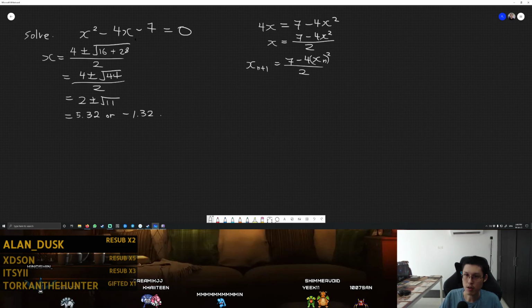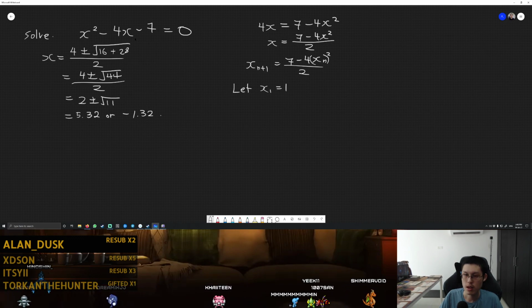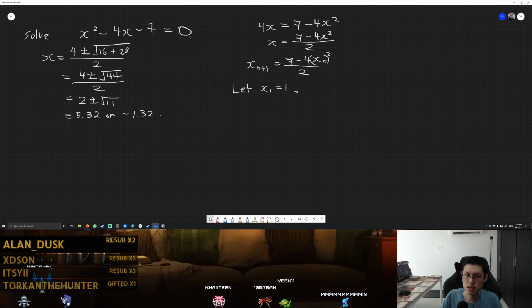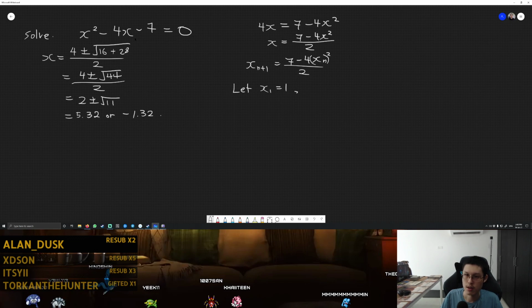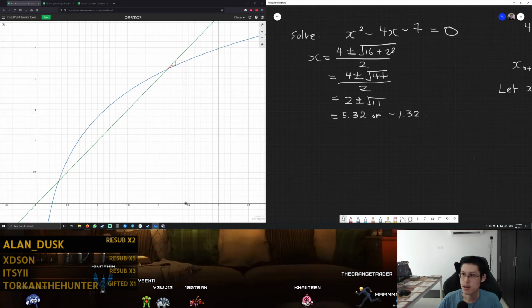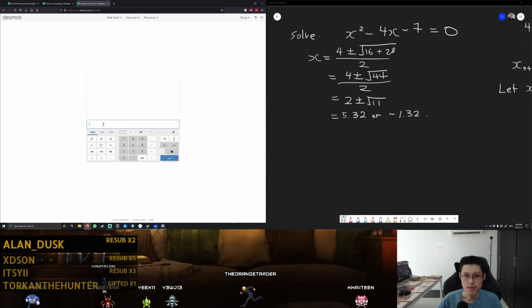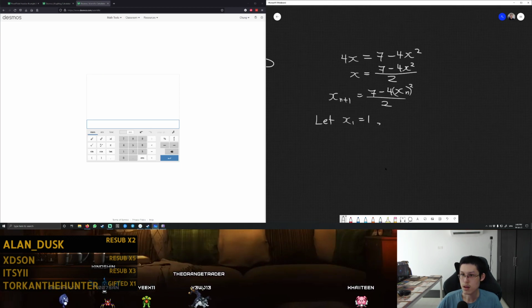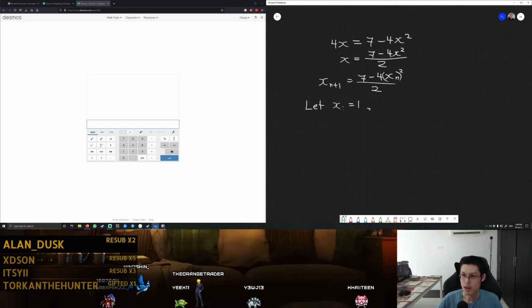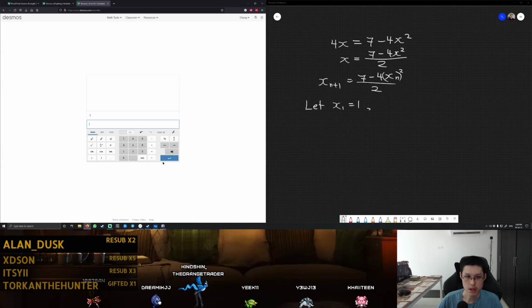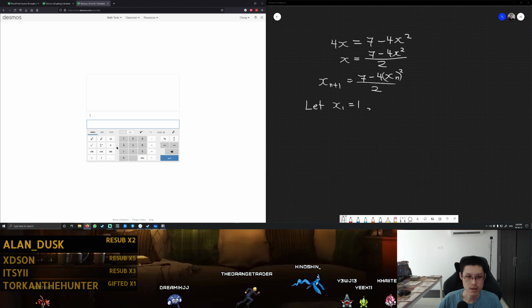So we're going to choose a value. Let's say x1 is equal to 1. You can choose any value, but the closer it is, the faster you get there. But for now, we'll just choose some random value. We'll just say 1. Okay, so what are we going to get? Let's use our calculator here. Clear everything. So we have 1, so we can equal that. So that's our answer. So we have a fraction. Where's the fraction?